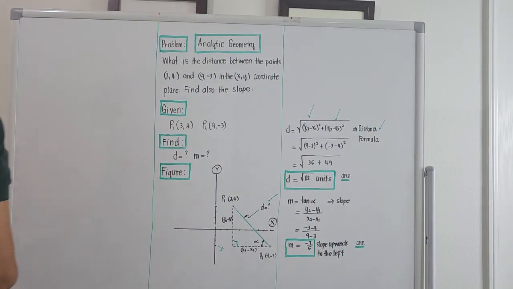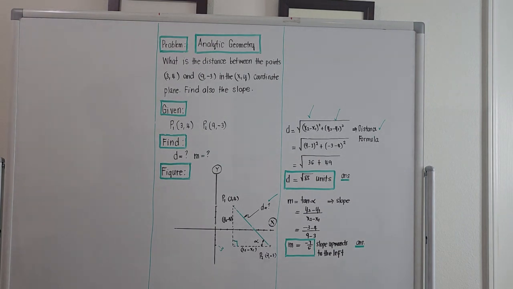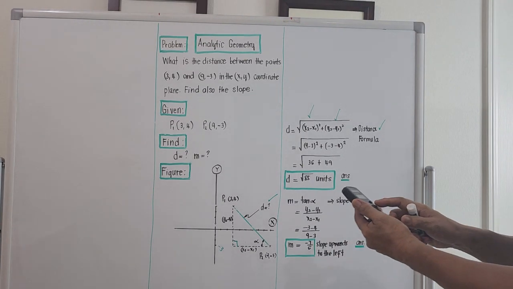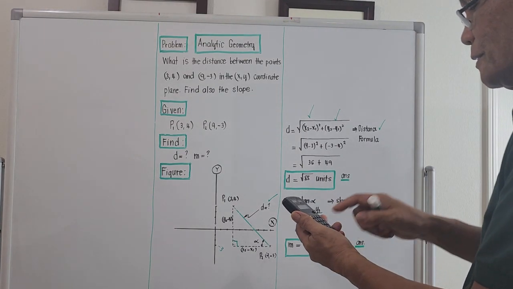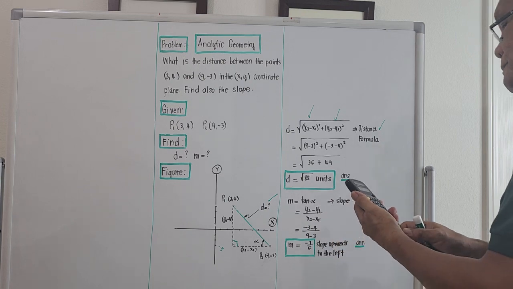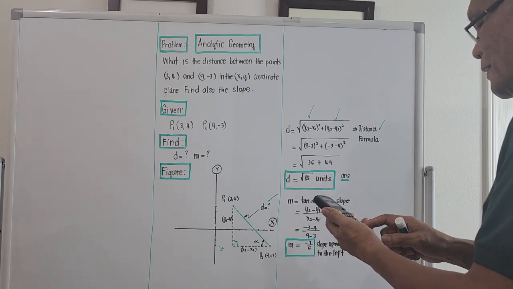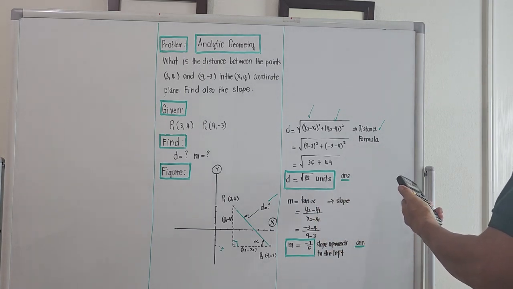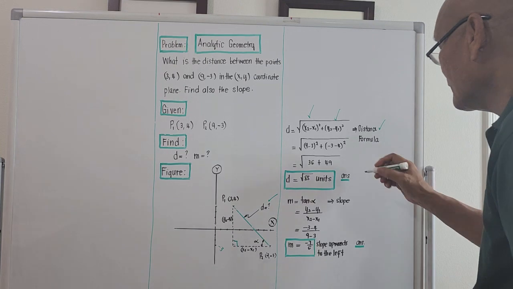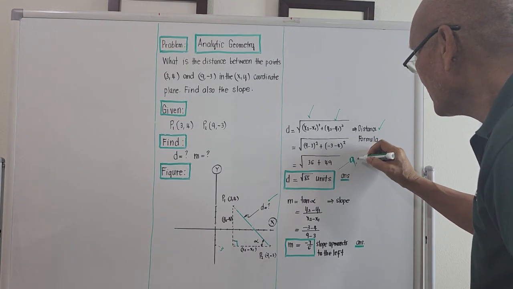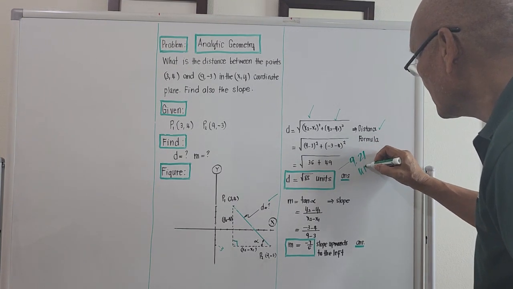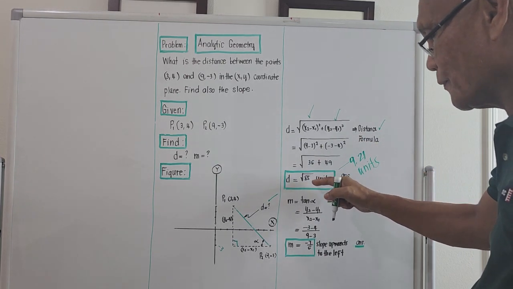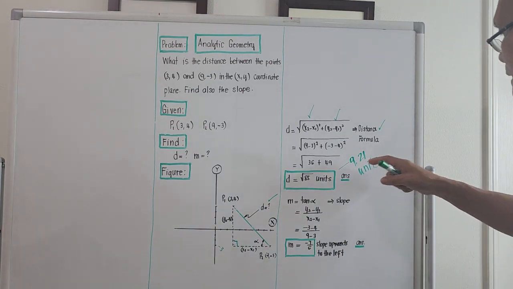That's almost, where's my calculator? Square root of 85. Come on, square root of 85. 9.21 units. Because 9 squared is 81, this is 85. Okay, so it's greater than 9.